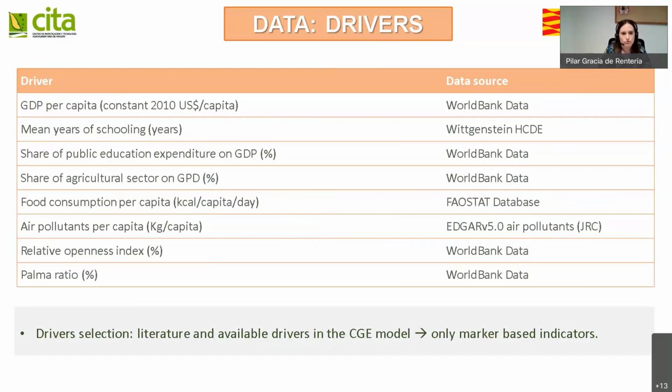Environmental conditions are also considered and measured through the air pollutants per capita. We also consider the institutional conditions captured by a relative openness index, which is measured as the ratio between the country's share of trade on GDP and the world's share of trade on GDP. And inequalities are introduced in the model as the Palma ratio, which is constructed as the ratio of the richest 10% of the population's share of gross national income divided by the poorest 40% share.